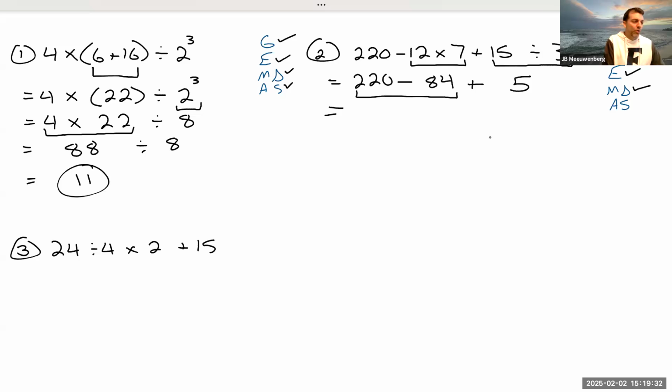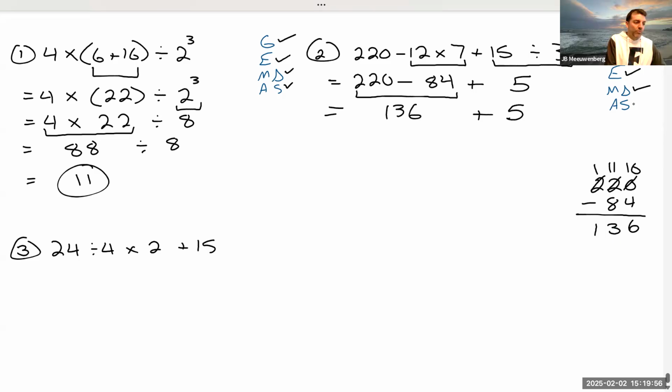220 minus 84. Ooh, that's one I don't think I can do in my head. So I'm going to write 220 minus 84. I will do a little borrowing. 10 minus 4 is 6. And do a little more borrowing. 11 minus 8 is 3. 1 minus 0 is 1. So that is 136 plus 5. I have one more addition to do. 136 plus 5 is 141.